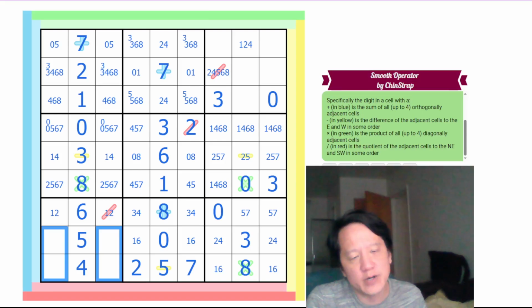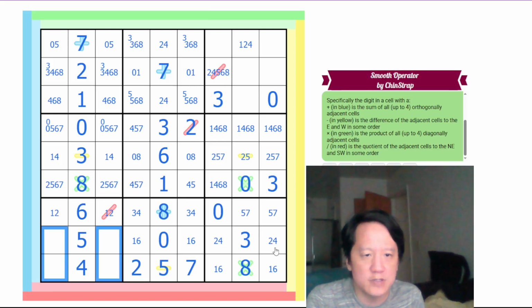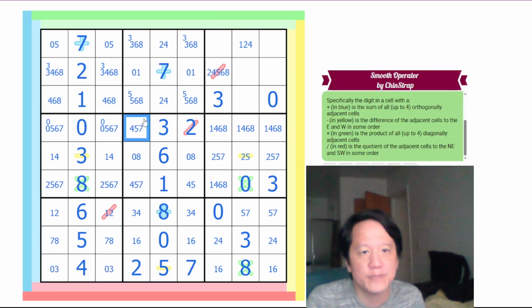Remaining digits of box 7. We have 0, 3, 7, 8. No 7, 8 here as a pair. No 0, 3 here as a pair. So we have 7, 8, 7, 8 to 0, 3. 5 is one of these two. This can't be 2.